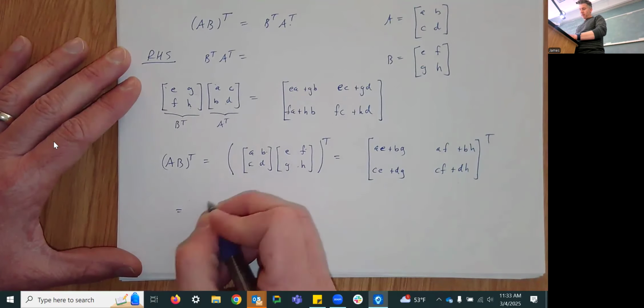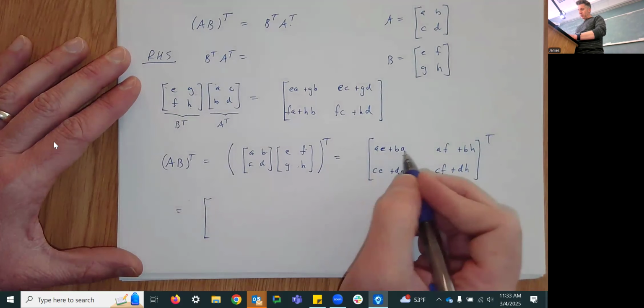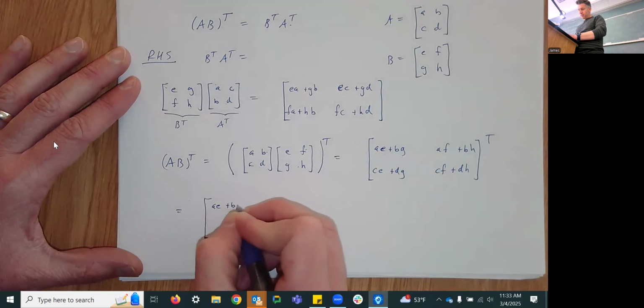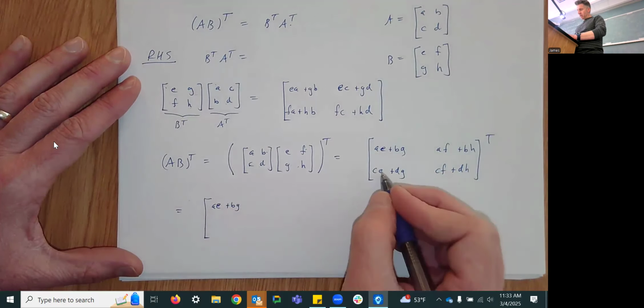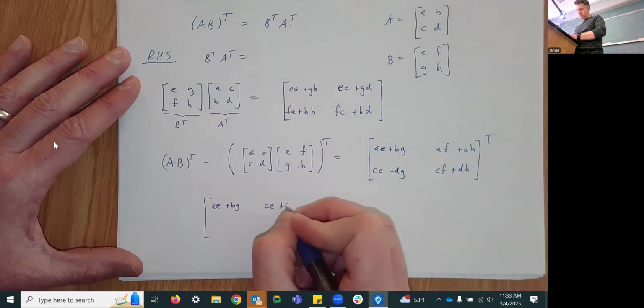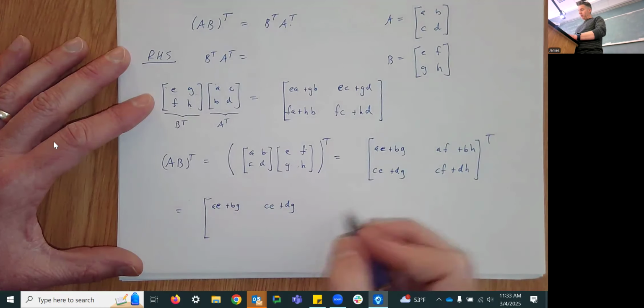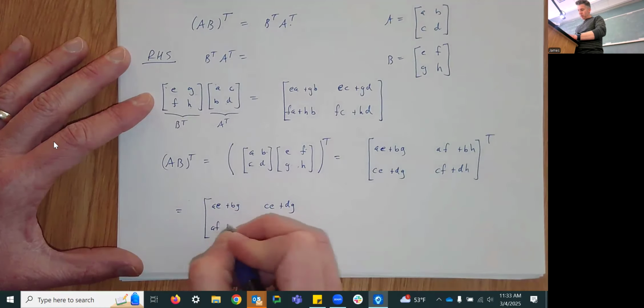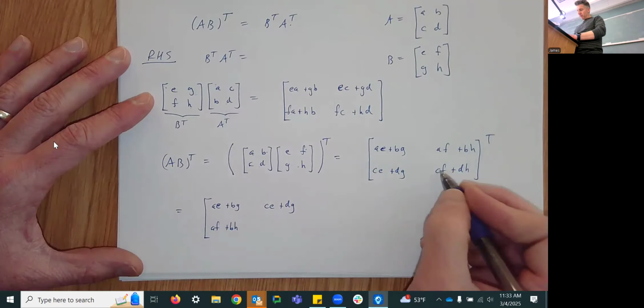So then my first row is going to be AE plus BG, and then CE plus DG. And then my second row is going to be AF plus BH, and my next entry is going to be CF plus DH.